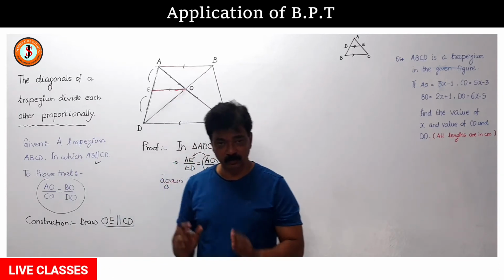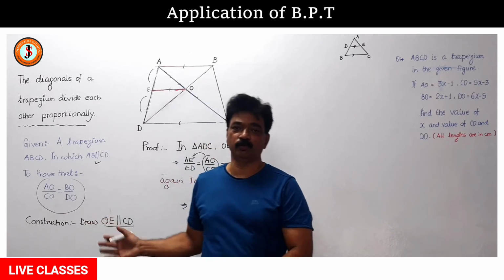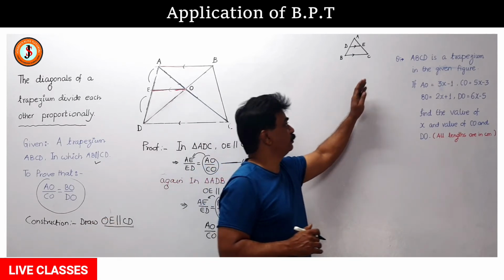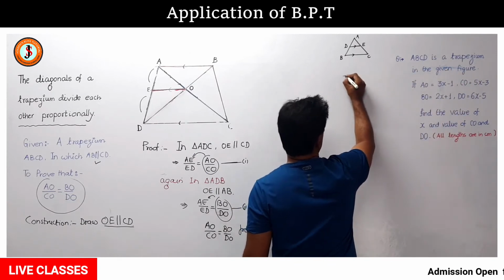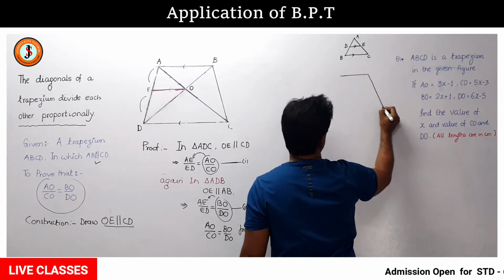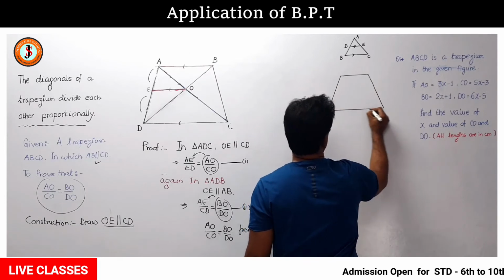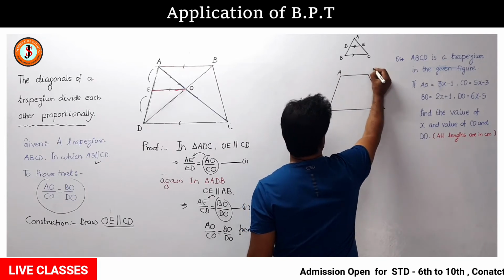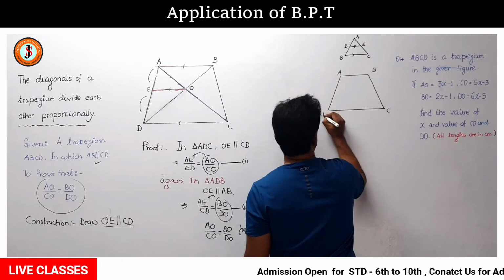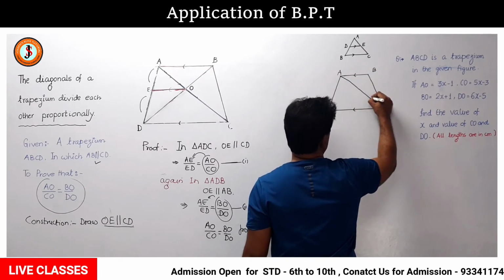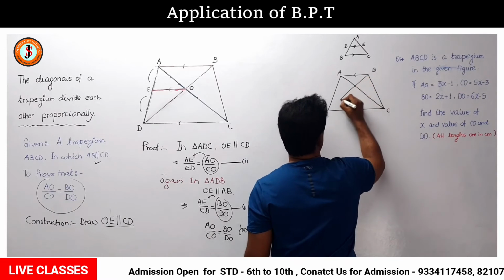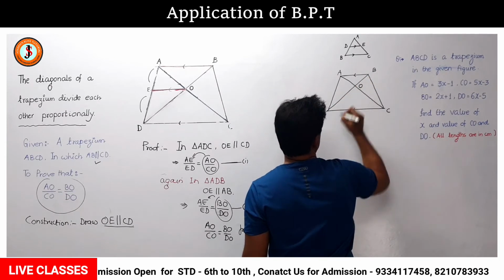So once you do the theorem, you can apply it anywhere. Now there is an application question. ABCD is a trapezium in the given figures. I am making a figure. ABCD. Let me make the figure first. ABCD is a trapezium in the given figure. And then we have AO and CO like this.